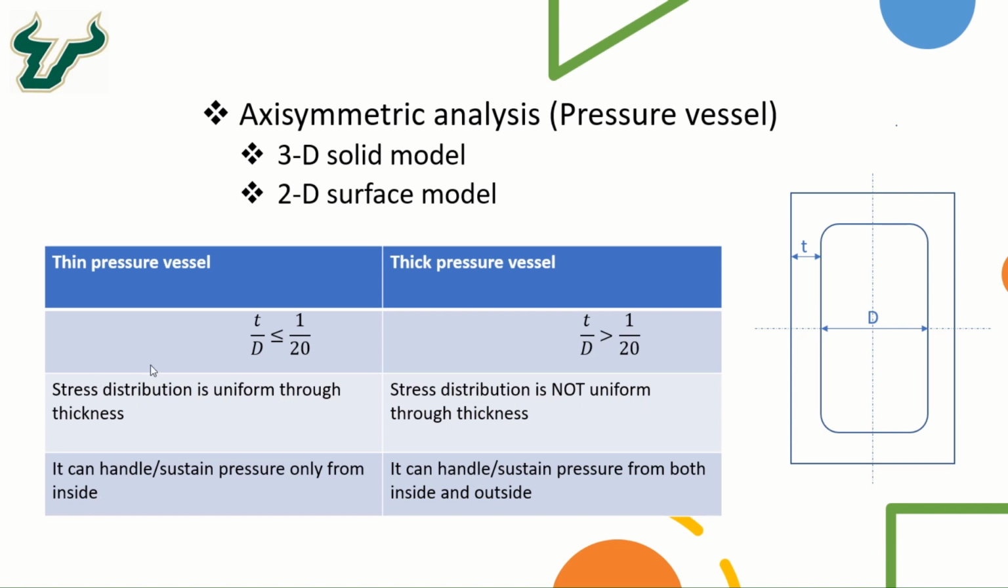Okay, so the other thing is that the stress distribution in the thin pressure vessels is uniform throughout its thickness, because the thickness is a very small number, and so the stress distribution is quite uniform, but not necessarily in the thick pressure vessel, because the thickness is much larger than the thin pressure vessels. So the stress distribution is not uniform here throughout the thickness. And the other important difference between the thin and the thick pressure vessel is that thin pressure vessels can only sustain the pressures from inside. However, the thick pressure vessels can sustain the pressure from both outside as well as inside, because obviously the wall is very thick.